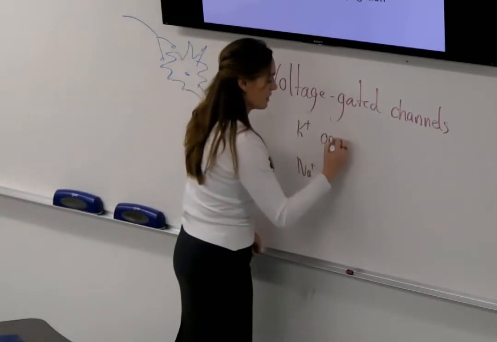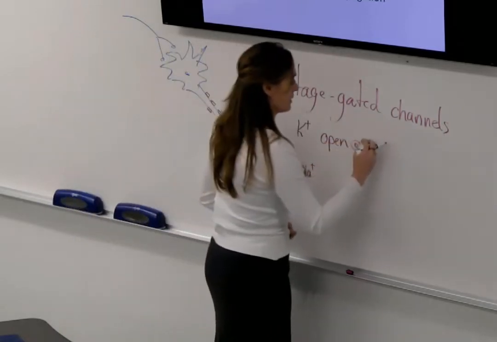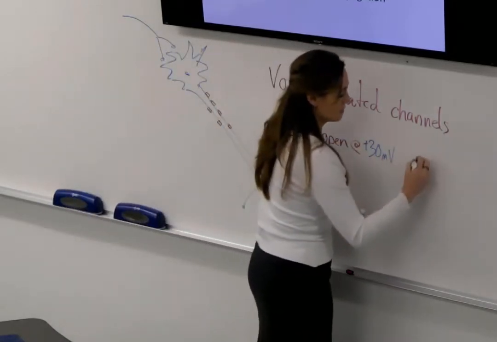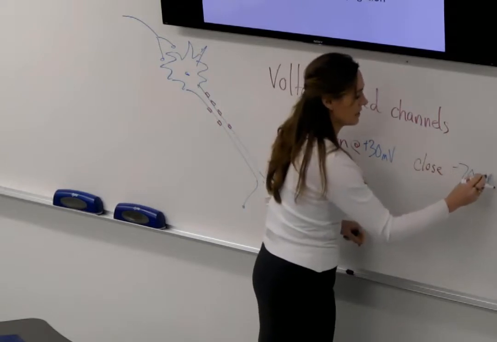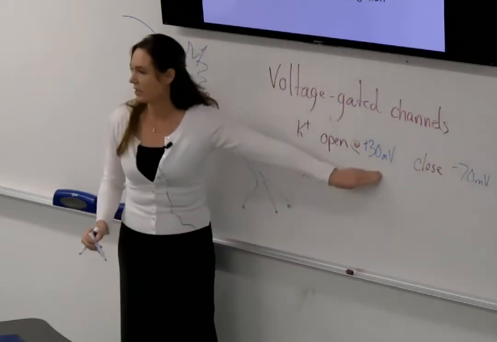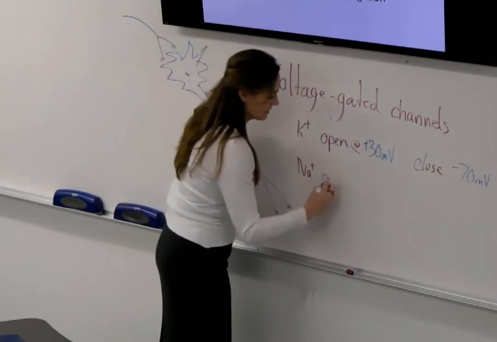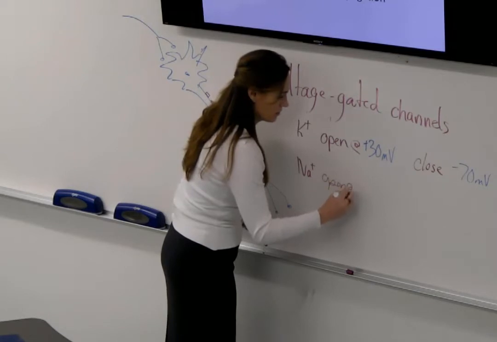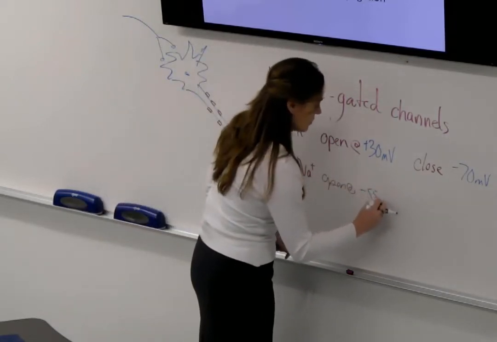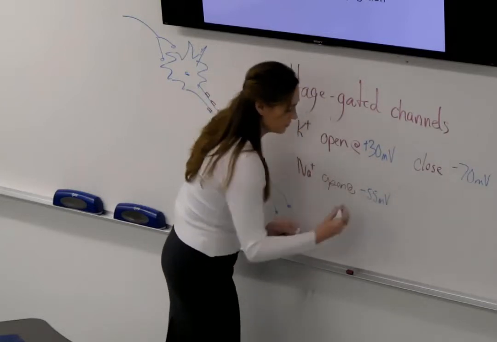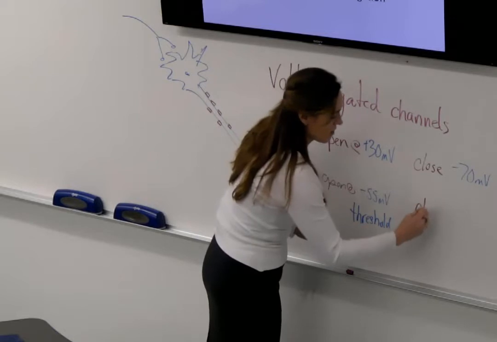Potassium will open at what voltage? Plus 30, exactly. And they're going to close at what? Minus 70. We're just going to say back when it gets to its resting. And you always want to make sure you have the millivolts down. What about sodium? Sodium's going to open at what voltage? We'll say minus 55, yes. We're around there. That is also known as threshold. They're going to close at what?